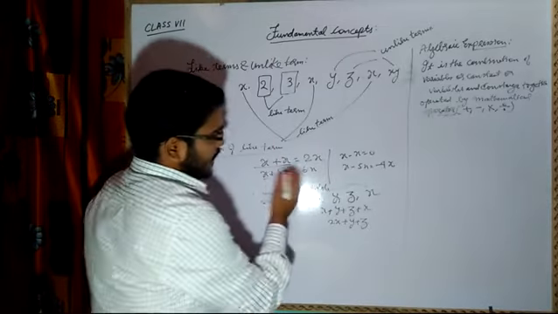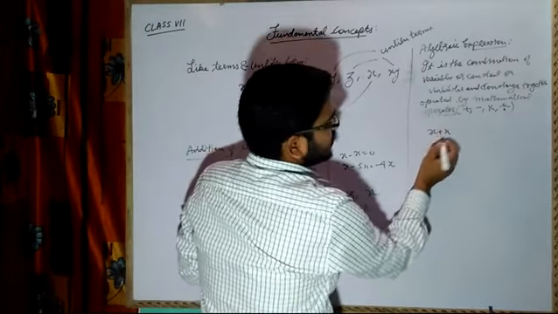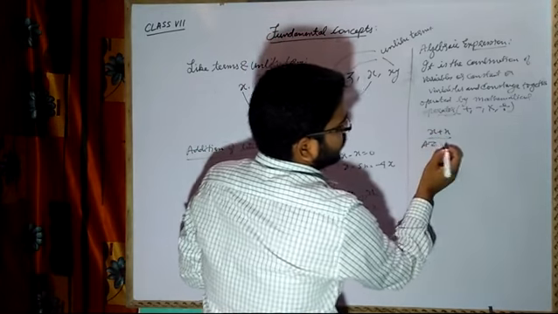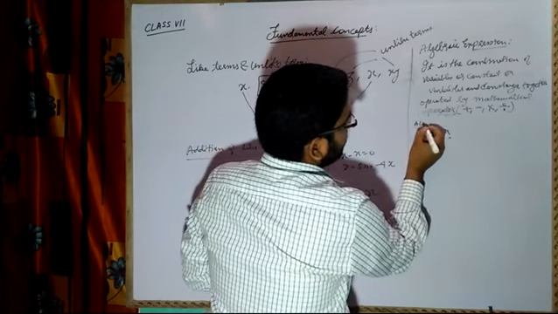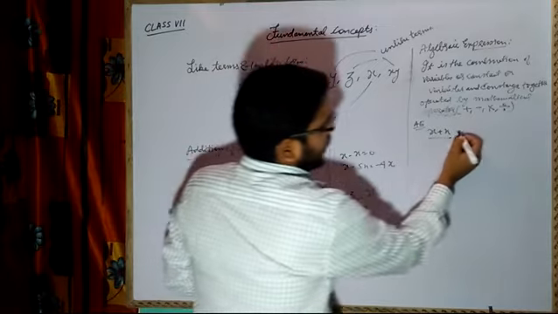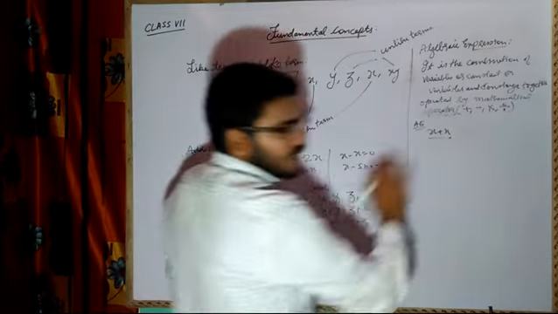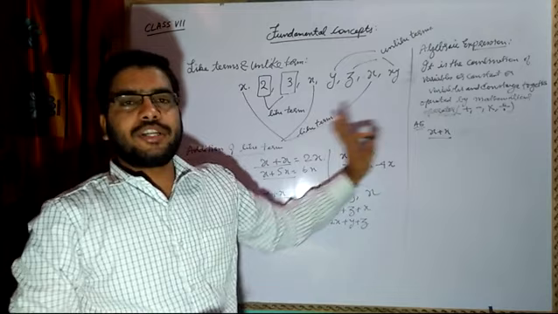For an example, here x plus x, this is what? This is an algebraic expression only. This is an example of an algebraic expression. X plus x equal to 2x. They are not asking right now to add. They are just two terms. So it is like that.